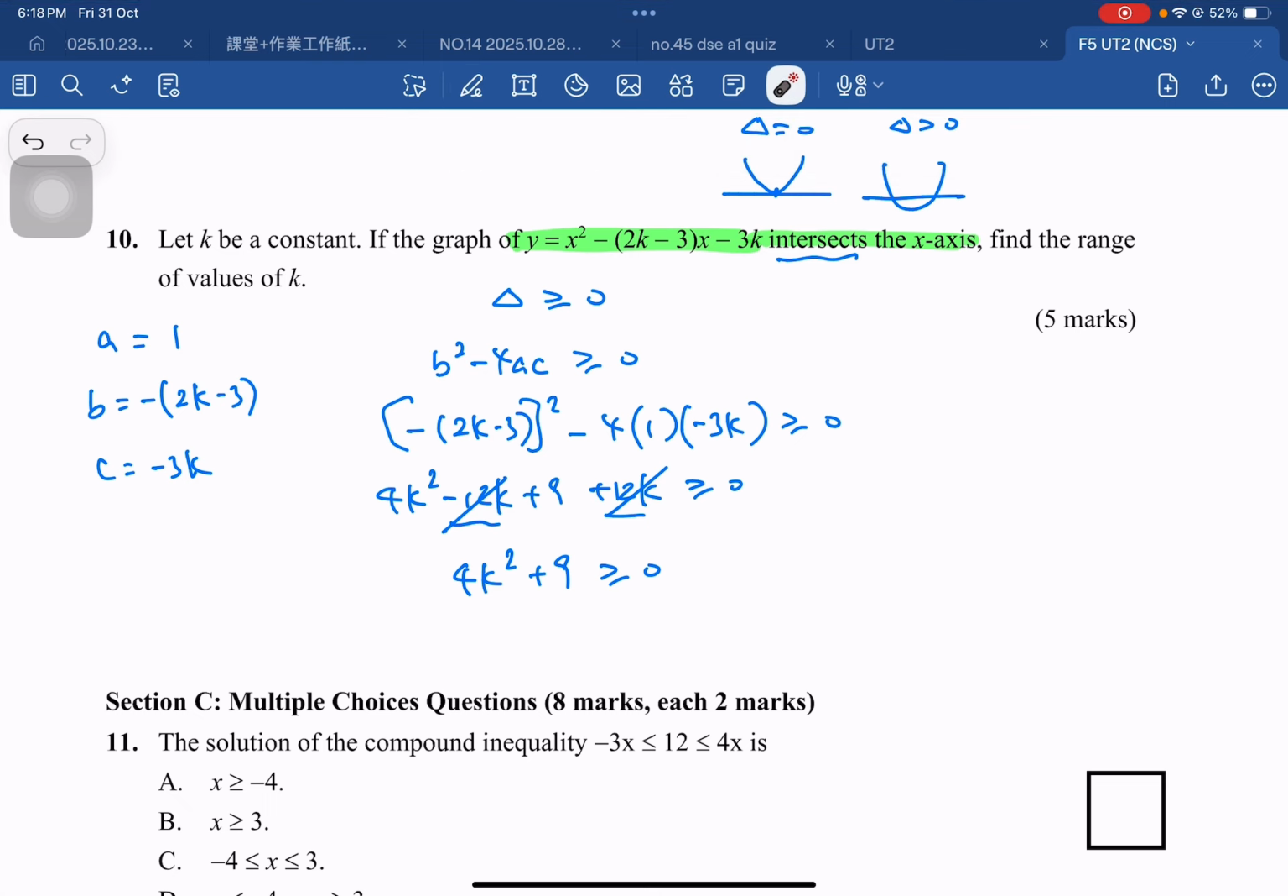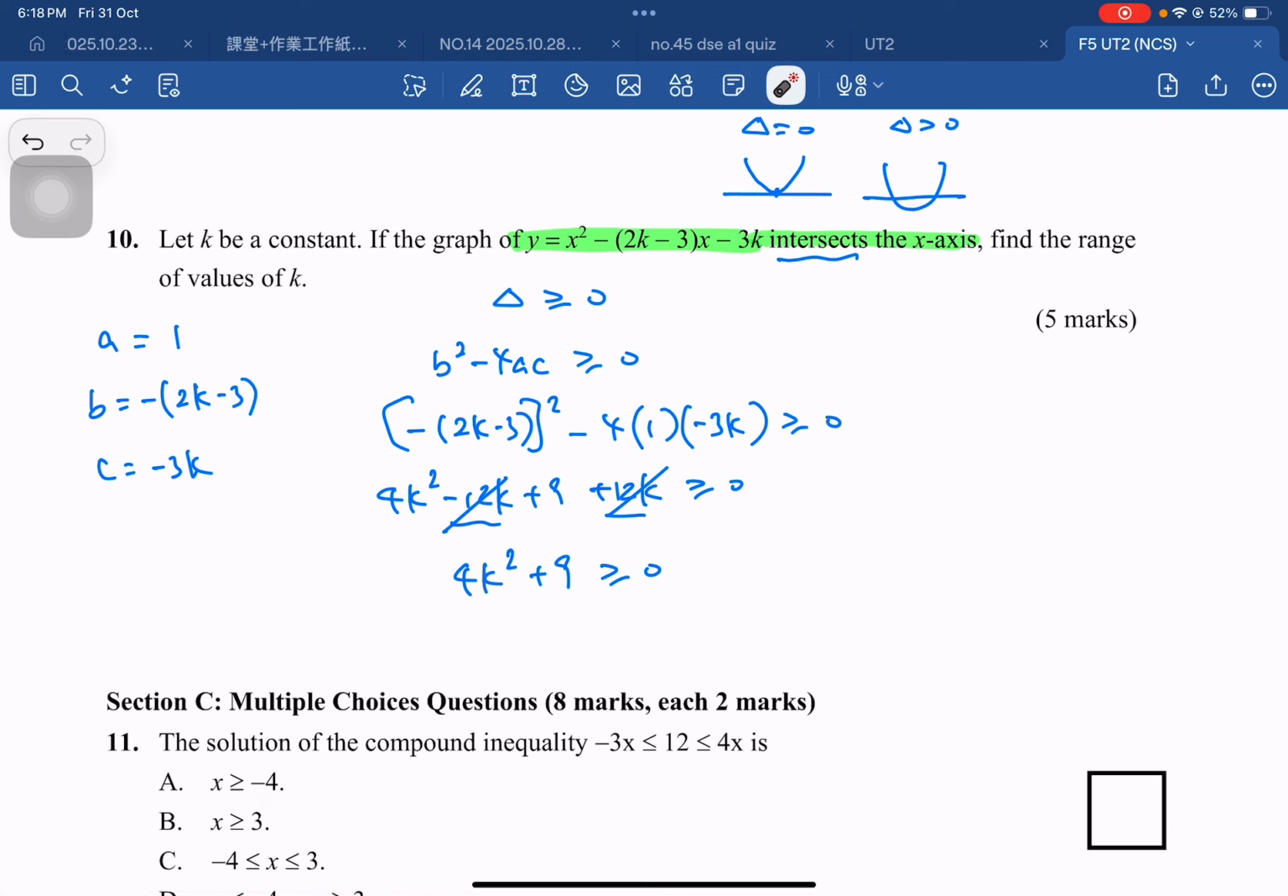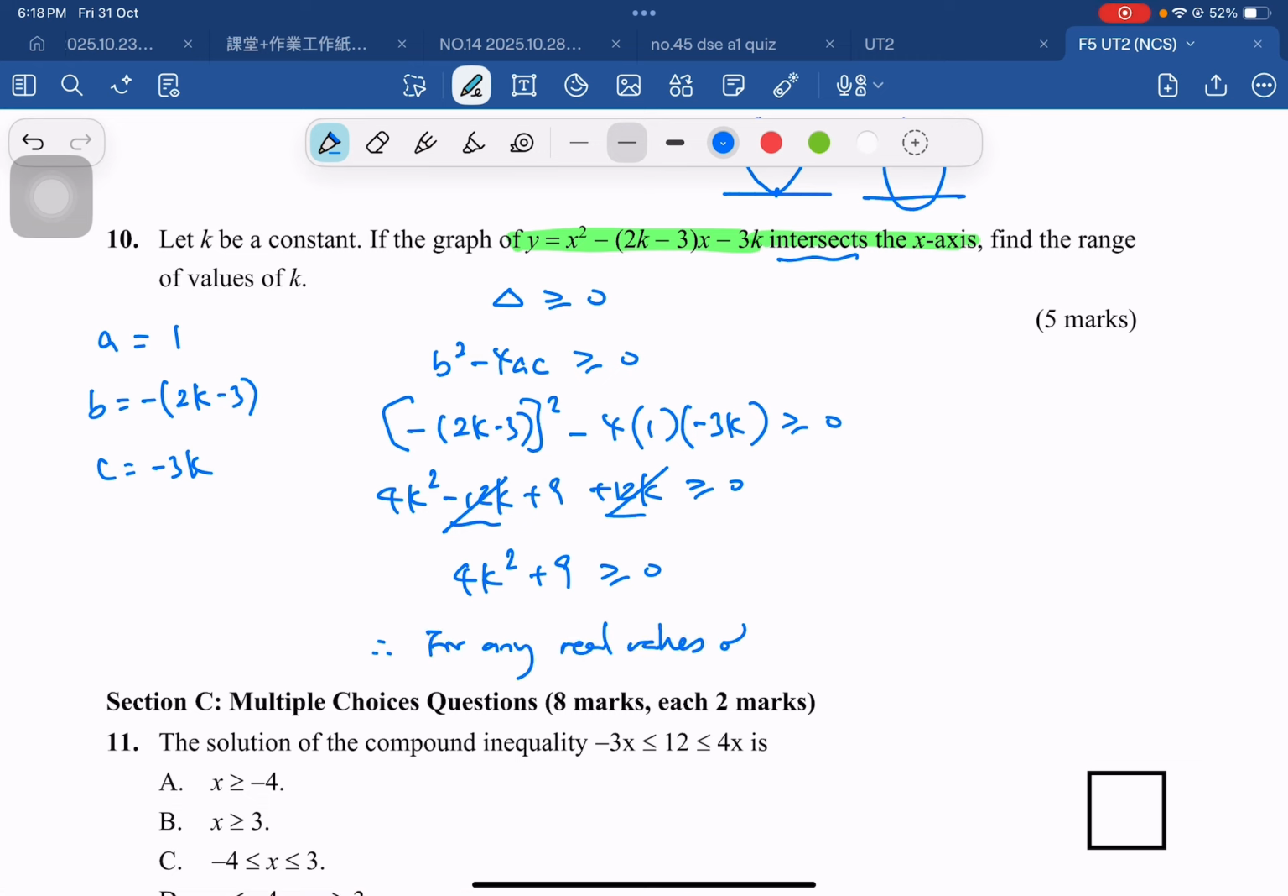So now it's the tricky part. You need to solve this inequality. If you move the plus 9 to the left hand side, it becomes negative 9, and we have k squared greater than or equal to negative 9 over 4. Now you can think about k squared must be a positive number, but it should be greater than a negative number. Then actually, no matter what the value of k is, the whole inequality holds. So we can say that it holds for any real value of k.